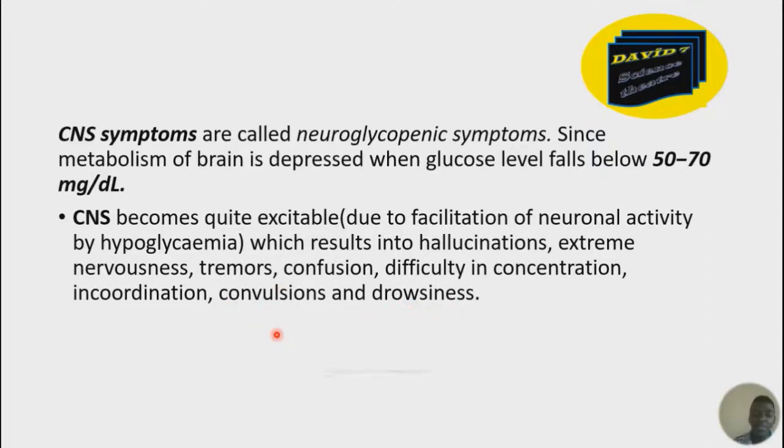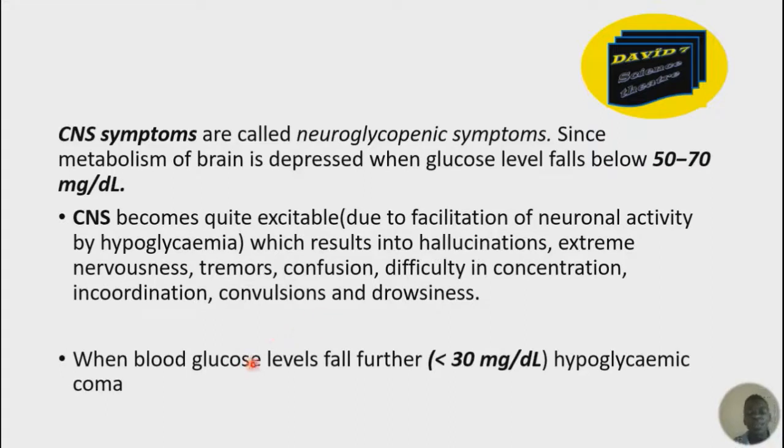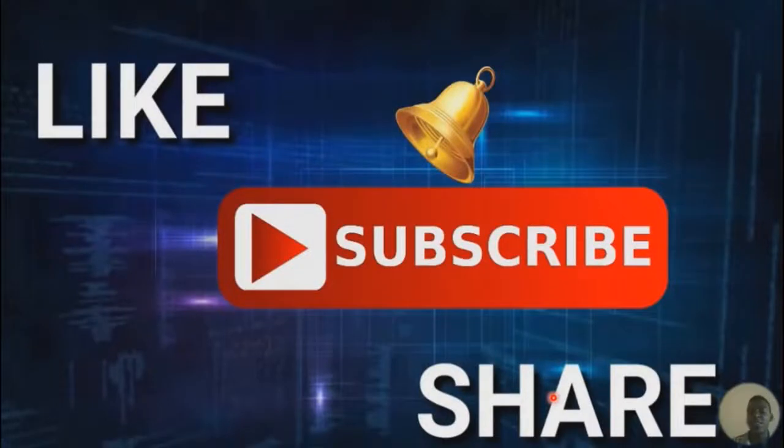Yeah, let's continue. When blood glucose falls below 30 milligrams per deciliter, my friend, you get hypoglycemic coma. Yes, you go into a coma and you are in an emergency situation. So basically that is all we could talk about hypoglycemia and hyperglycemia.